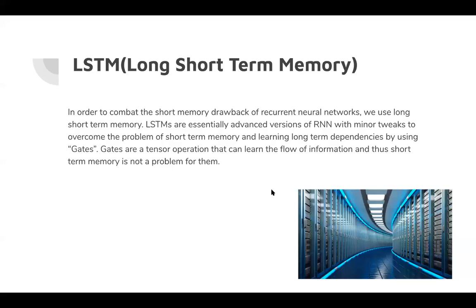So in order to combat the short-term memory drawback of recurrent neural networks, we use LSTM, long short-term memories. And LSTMs are essentially advanced versions of RNN with minor tweaks to overcome the problem of short-term memory and learning long-term dependencies by using gates. And gates are a tensor operation that can learn the flow of information, and thus short-term memory is no problem for them.